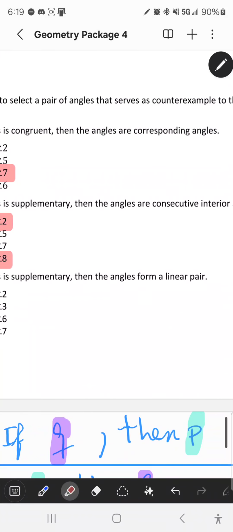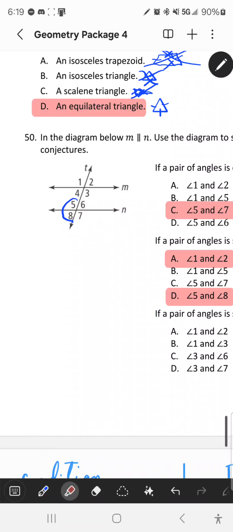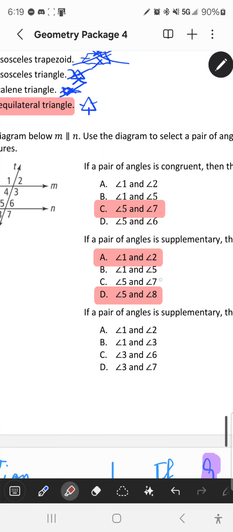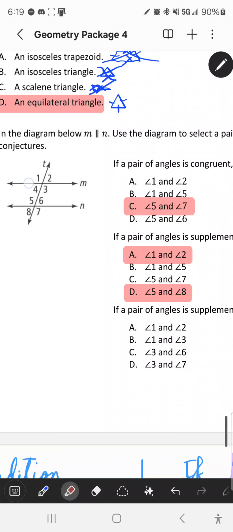If a pair of angles is supplementary, then the angles form a linear pair. These two are linear pairs, the one that we said before. Let's see which of these are not linear pairs. So 1 and 2, they are both over the same line, so no. 1 and 3, they are not even supplementary, they are equal to each other.